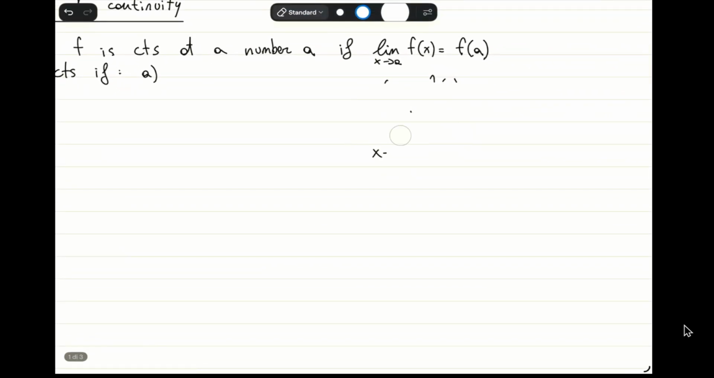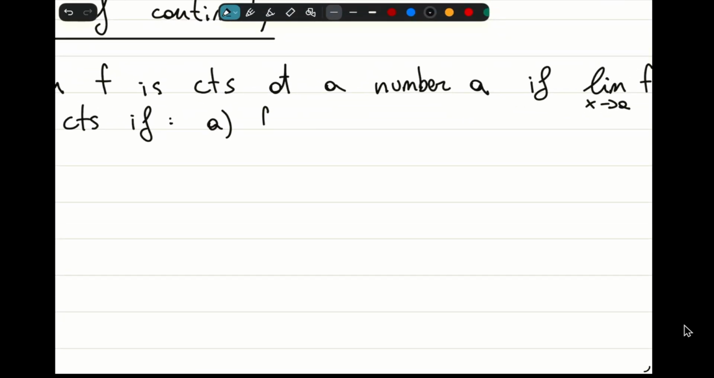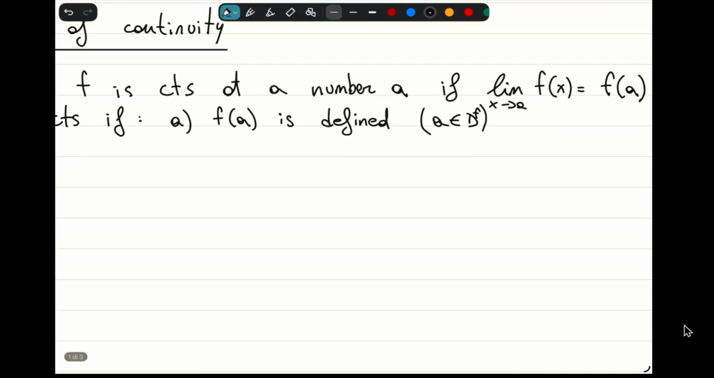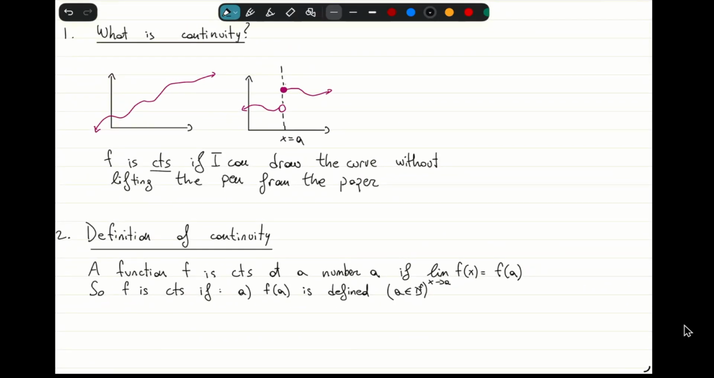So let's recap this, because there's another point we should make. That is that f of a is defined. Why? I'll show you in a moment after we define the types of discontinuity. So f of a is defined, which we could also say, sorry, my bad, a is in the domain of the function f. Here clearly in this graph, a is in the domain because it's right here.